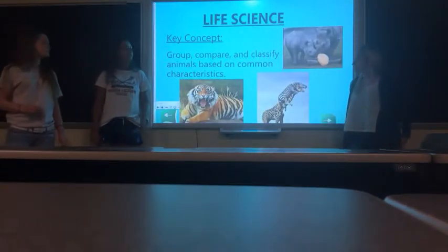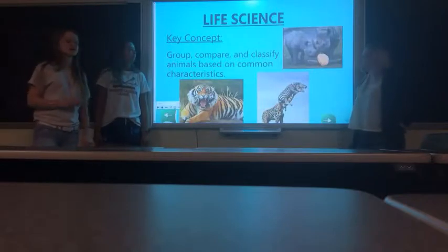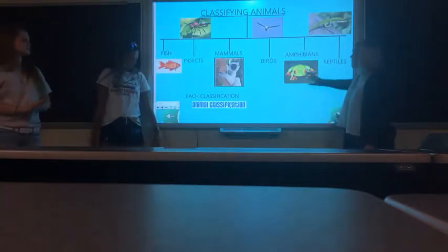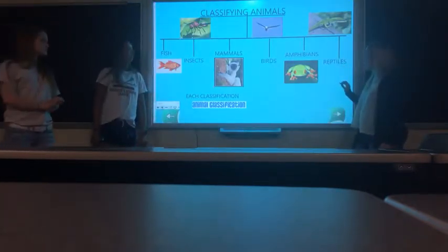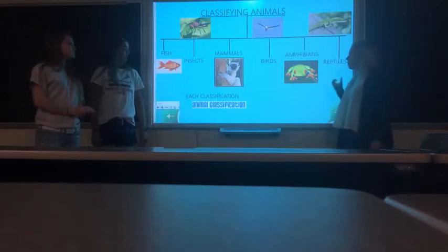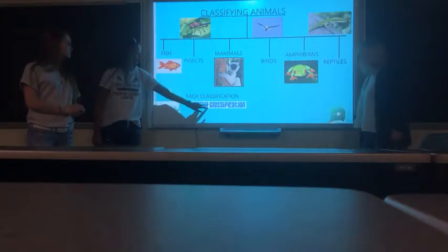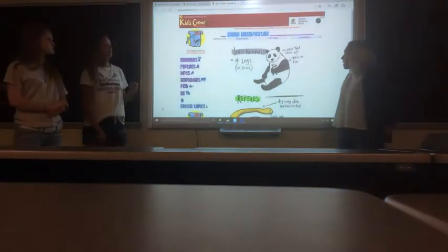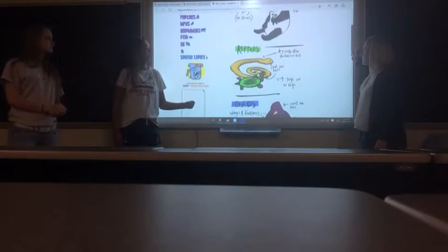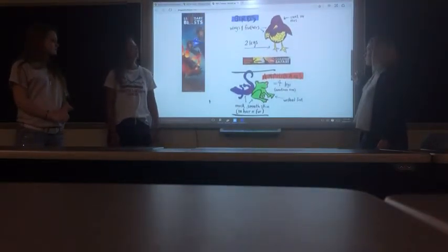So our key concept or main idea would be to group, compare, and classify animals based on the common characteristics. And so here we have an organization of the different organisms, and this will be a reference further in the lesson. And there's an icon that we'll show later that takes you back to this classifying animals section. And here, if you push on this animal classification button, it takes you to a link that shows more in depth of the different characteristics of each group of animals. And we can just scroll through this, and it points out different aspects of each organism.